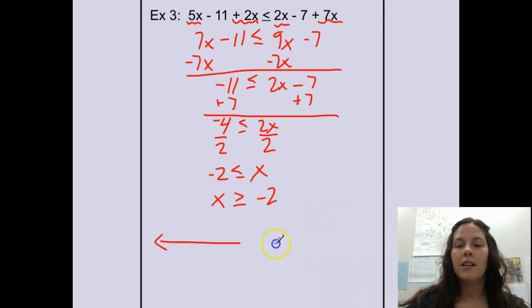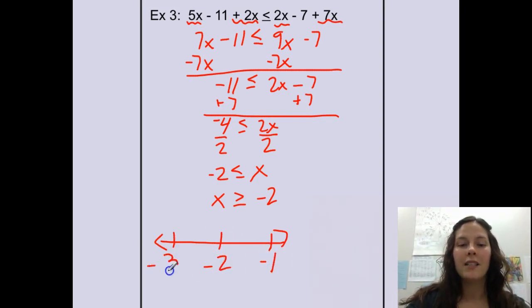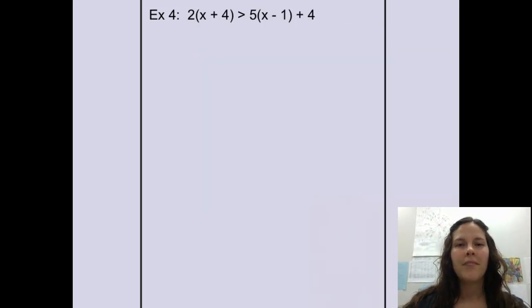Setting up my number line, putting your solution in the middle. One value greater, be careful when they're negative, it looks like it's backwards. One value smaller off to the left. We have greater than or equal to, which means negative 2 is a solution, and greater than shades to the right. Last example, we've got distributive property on both sides.